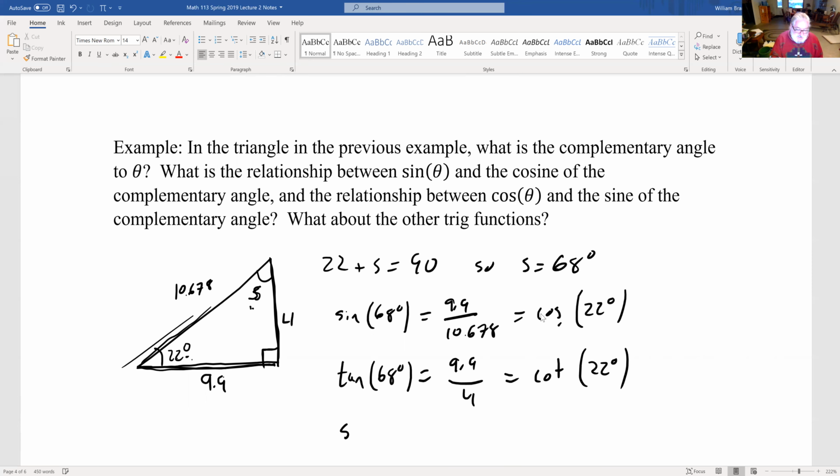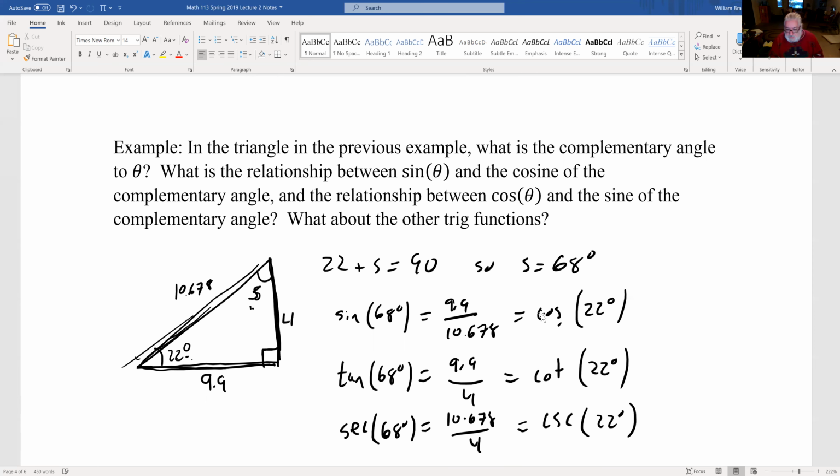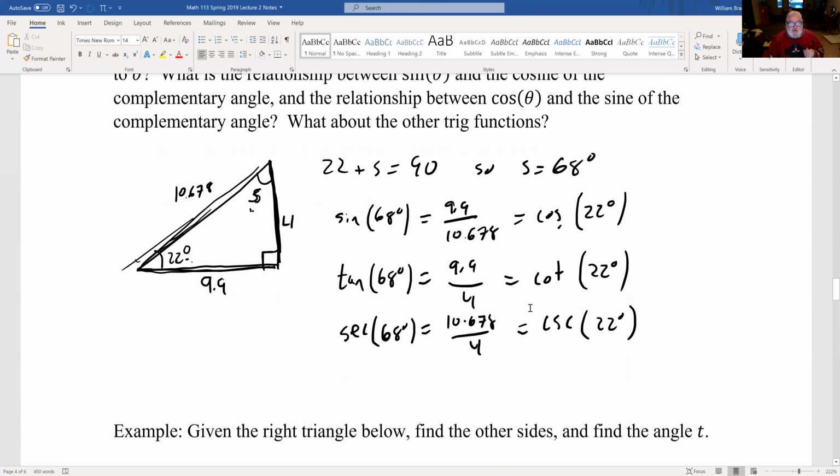And finally, secant of 68 degrees is, well, it's 1 over cosine. So it'll be hypotenuse over adjacent, 10.678 over 4. But that's hypotenuse over opposite of 22 degrees. So that's the cosecant of 22 degrees. And that's why they're named the way they are.